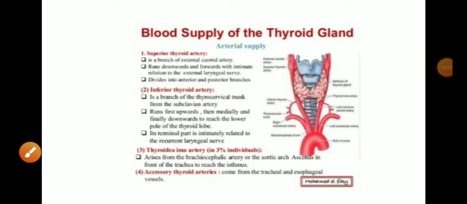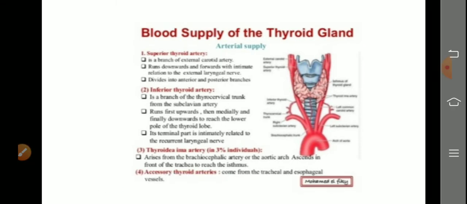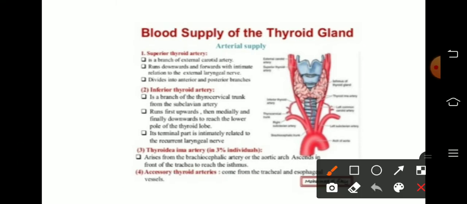In this video, we'll be seeing about the blood supply, lymphatic drainage, and the nerve supply of the thyroid gland. So, please stay connected. Now, we're going to start with the arterial supply of the thyroid gland. The arterial supply of the thyroid gland is very important because it has a very rich blood supply.